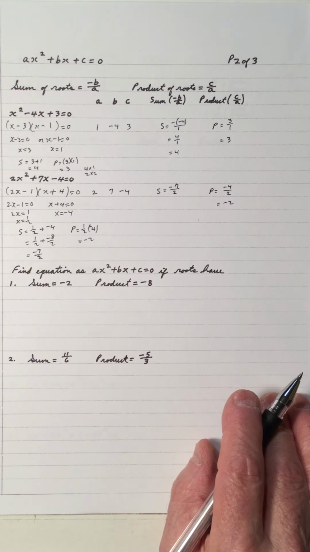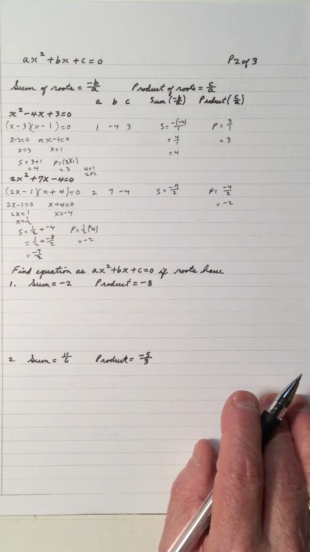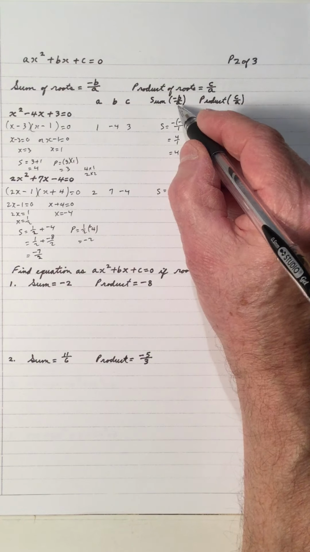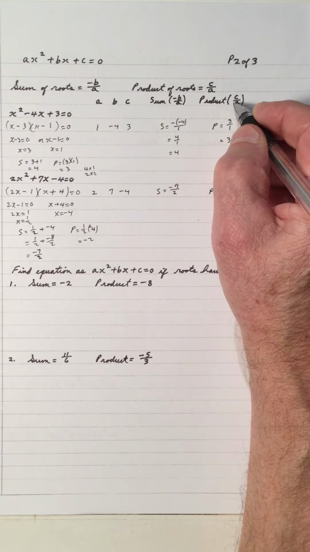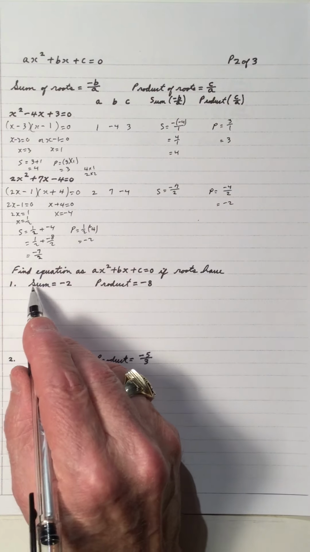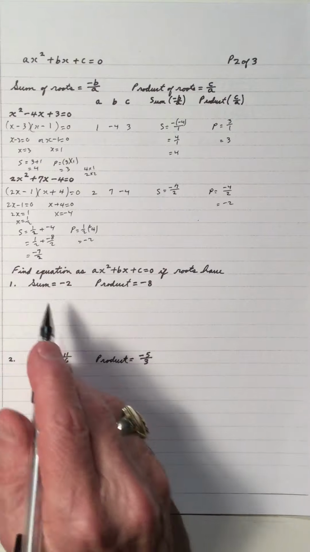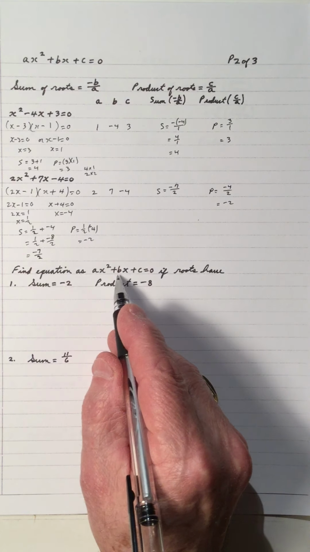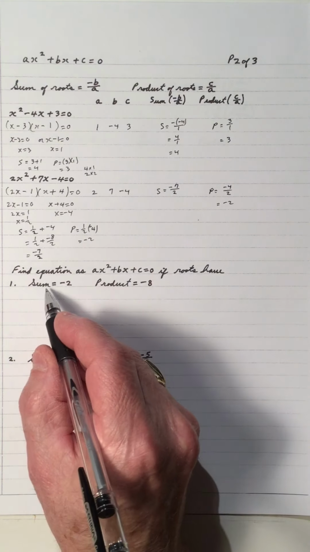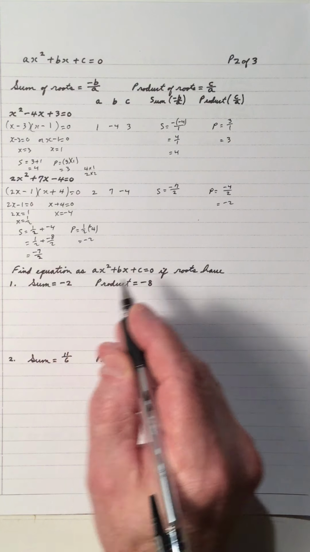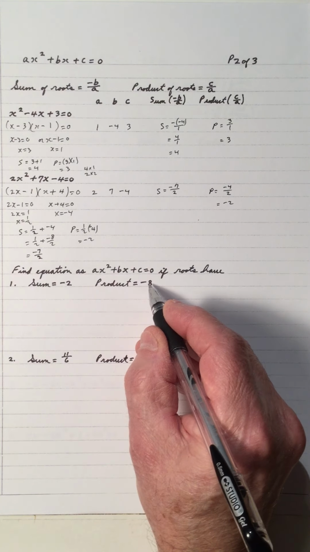So when you have an equation, you can find the sum and the product of the roots by using negative b over a and c over a for a quadratic. Now, let's do it differently. Pause the video and see if you can work these out if you wish. Find the equation as ax squared plus bx plus c if the roots have a sum of negative 2 and a product of negative 8.